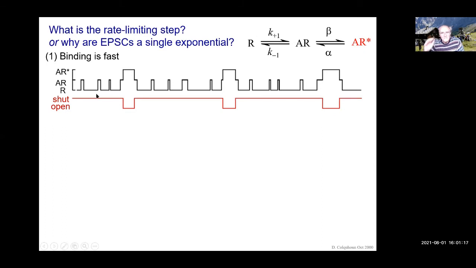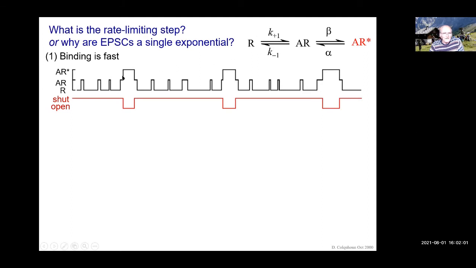So what happens if the binding constants are very fast? Here are the three states of the receptor: resting, occupied, and open. Here's what you actually see, the openings of the channels. Well, if the binding is very fast, then bindings will occur frequently at any particular free agonist concentration, but they'll also dissociate fast. So most of the bindings won't produce any effect because the binding reaction is so fast. It'll go there and there and there. But every now and then it will open.